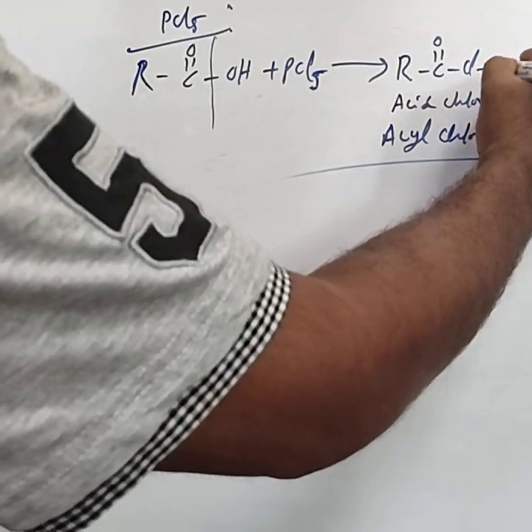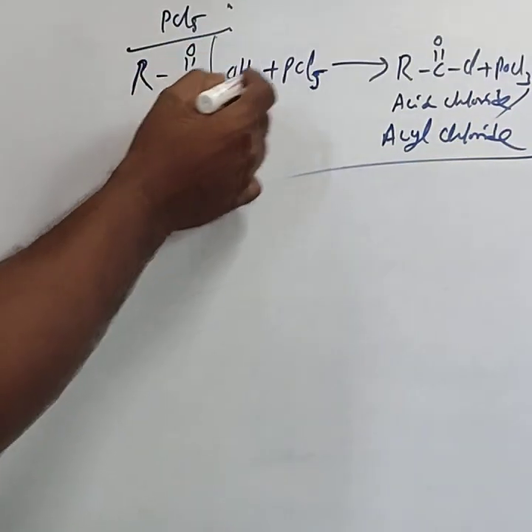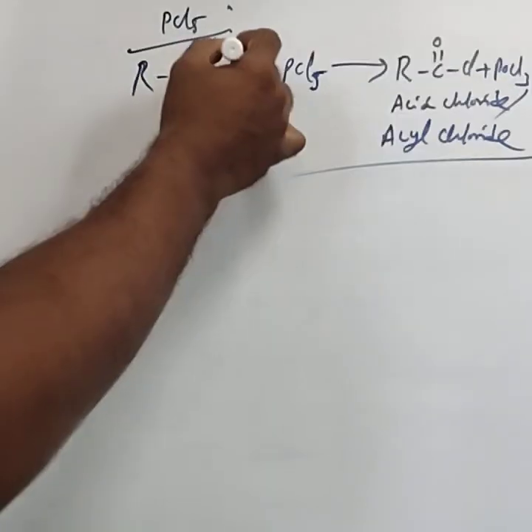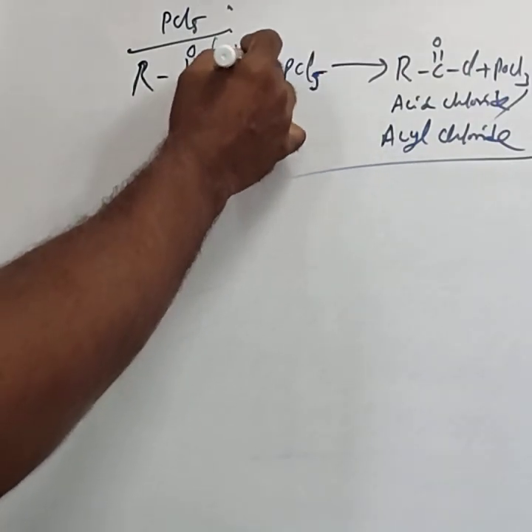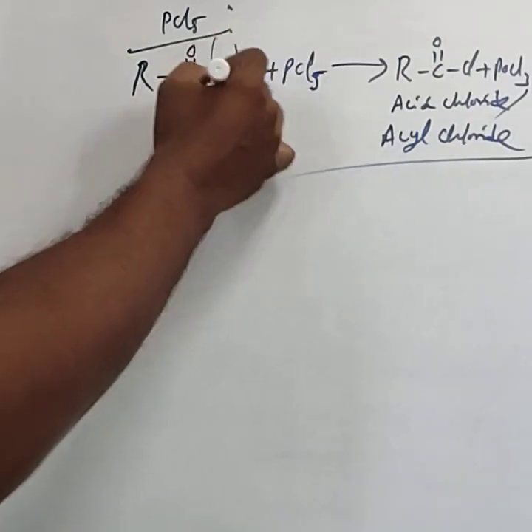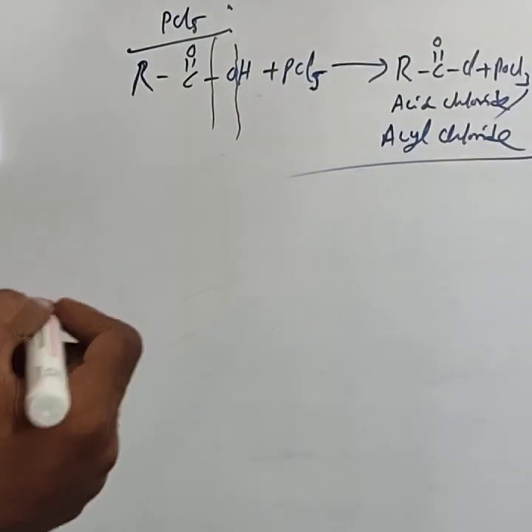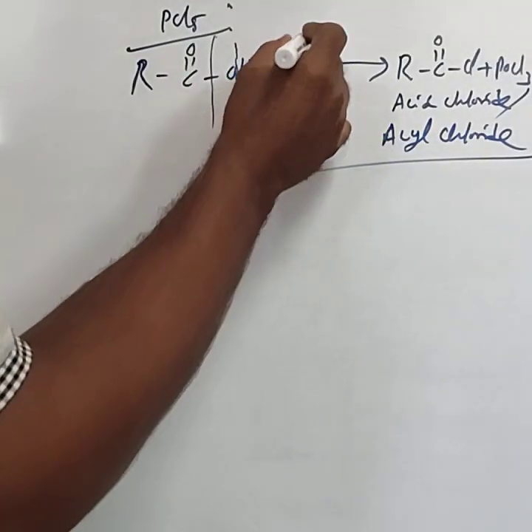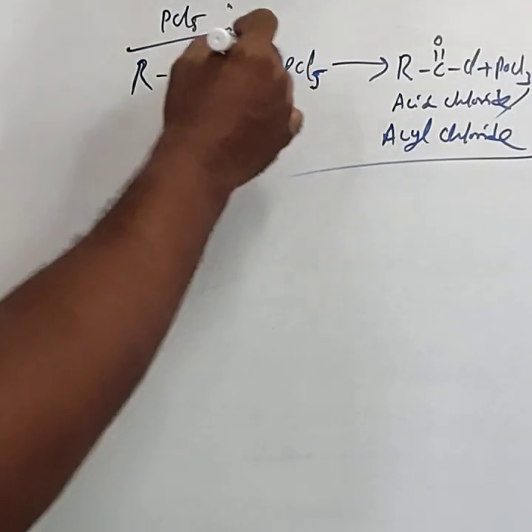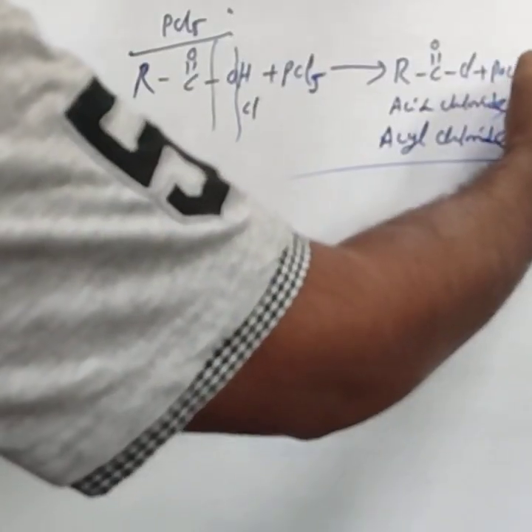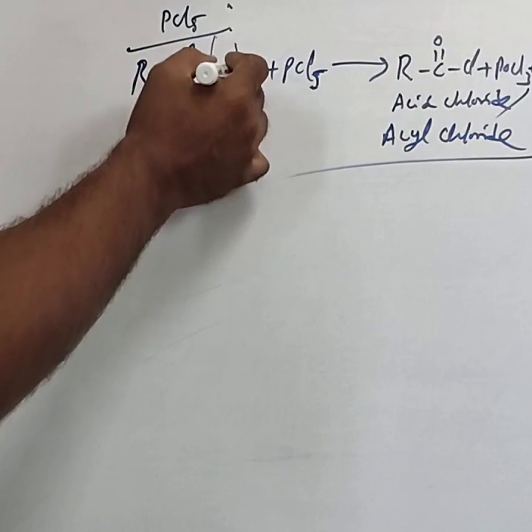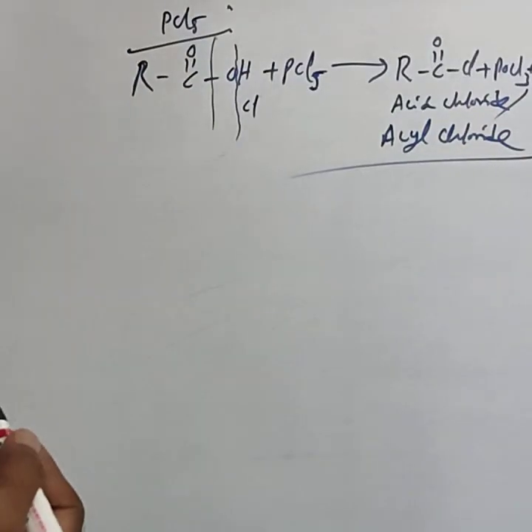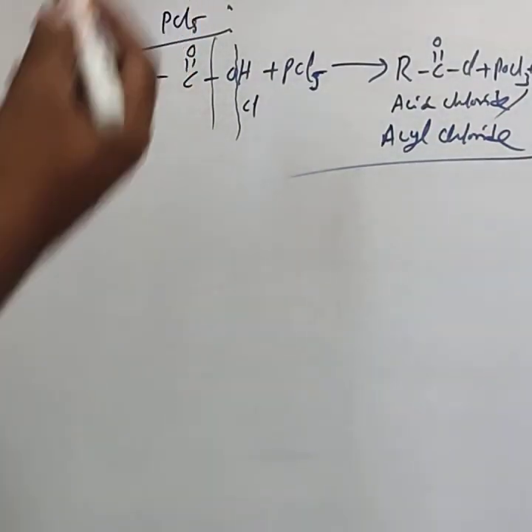And the main product is POCl3. That OH is replaced by Cl. Again here the cleavage takes place. In the PCl5, one of the OH groups is replaced by one of the chlorine atoms. Of the remaining chlorine atoms, one chlorine combines with hydrogen and forms HCl. The remaining PCl3 combines with oxygen and forms phosphorus oxychloride. This is the general reaction.